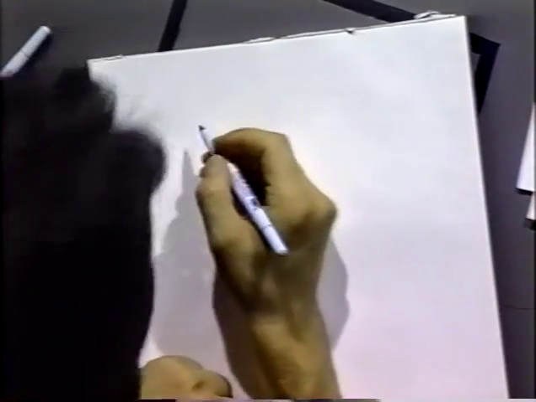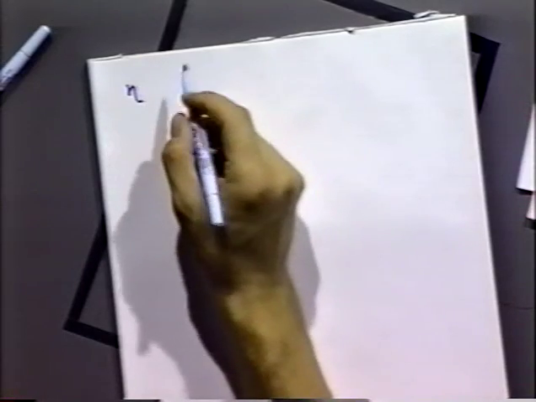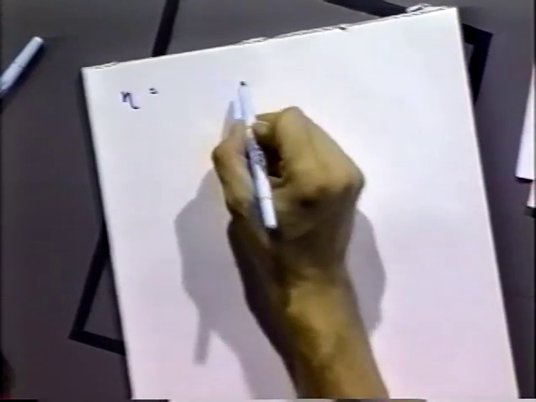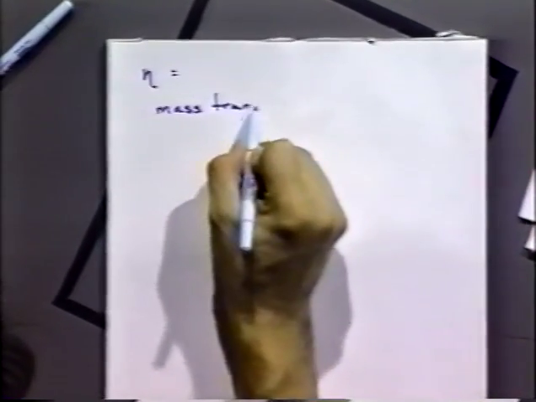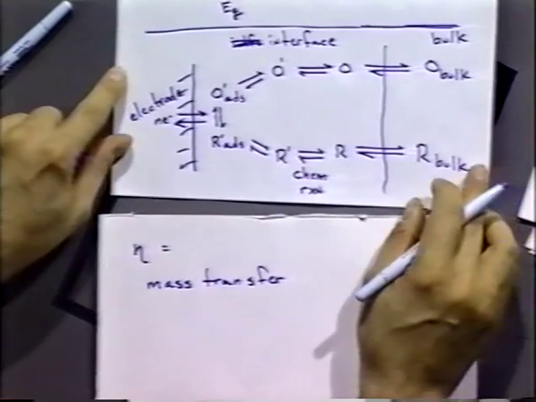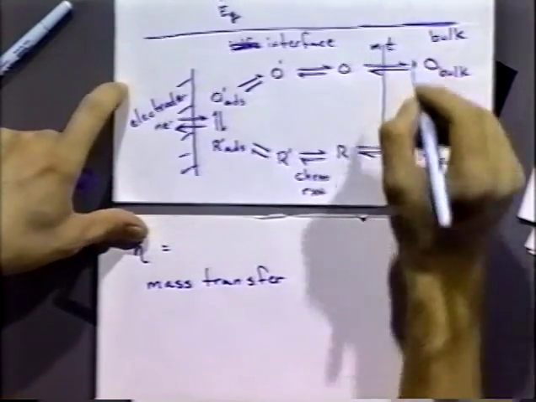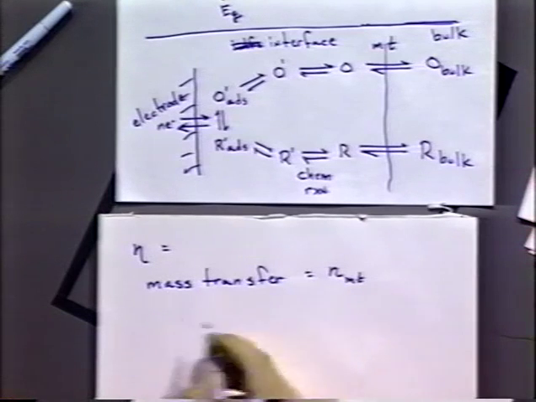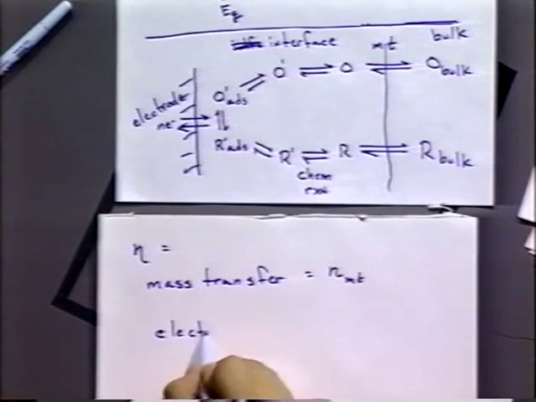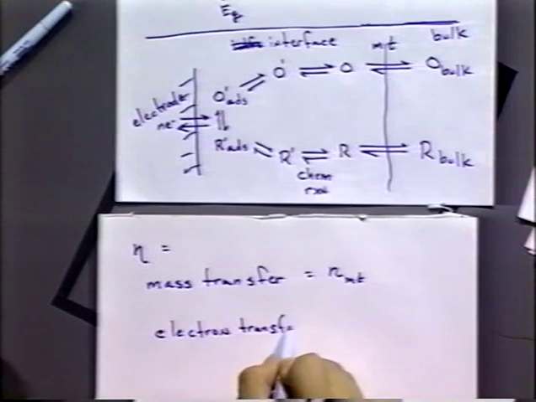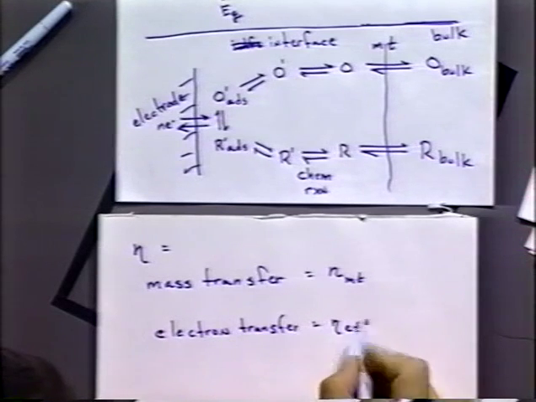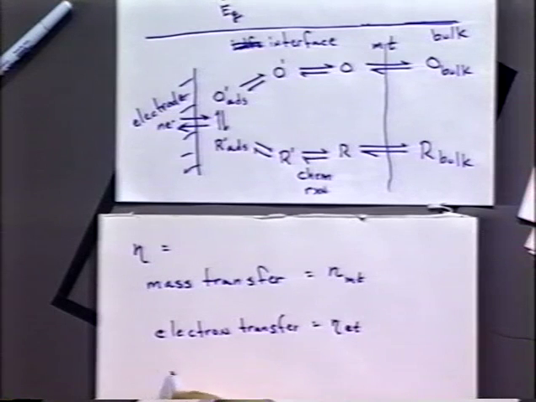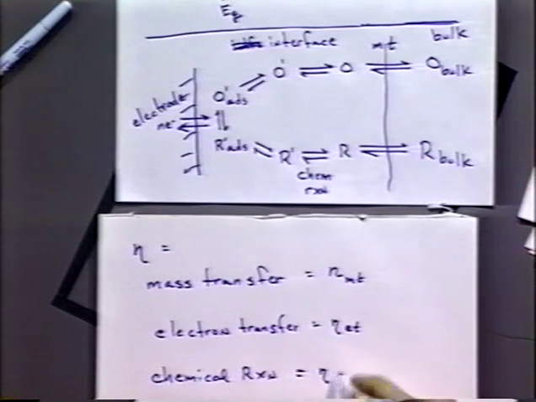So we can think about our overpotential as being a couple of different things, actually three, that we're going to consider right now. Eta could be equal to mass transfer. So this would be a mass transfer process, that would be eta MT. Also it could be due to electron transfer, eta ET, and it can be due to a chemical reaction, and I use RXN there.